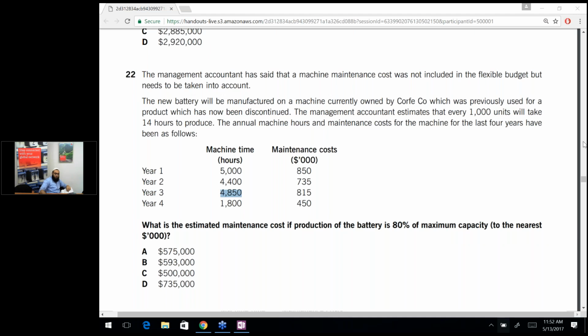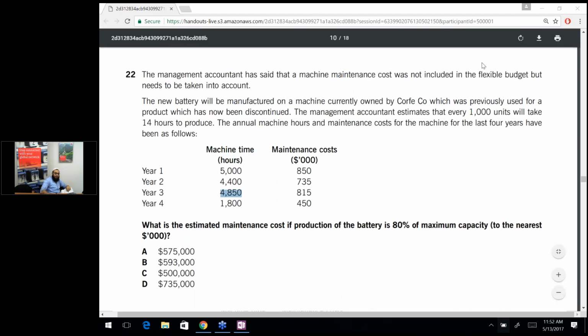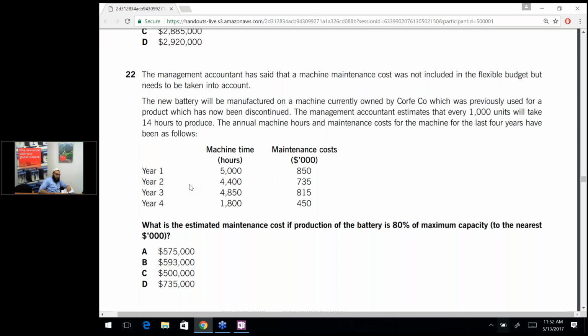Come on. It's not same. If you divide it correctly, the per unit answer is not same. 850,000 divided by 5,000. 735,000 divided by 4,400. It's not same, which means it is not a variable cost. It's a semi-variable cost, and you need to apply the high-low method. Okay, so let's apply the high-low method.